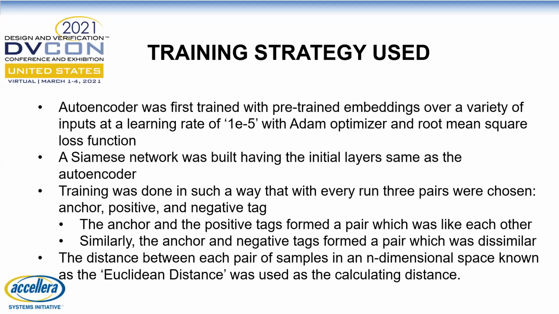So what is the training strategy that we used? The autoencoder was first trained with pre-trained embeddings over a variety of inputs at a certain learning rate with the Adam optimizer and root mean square loss function.